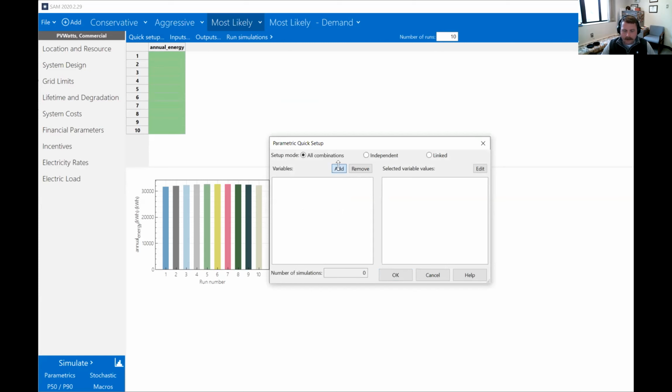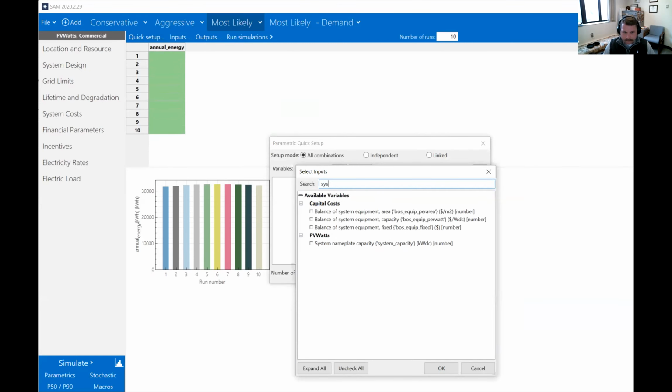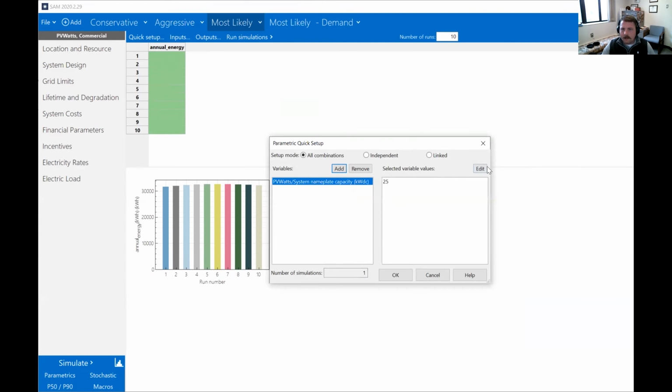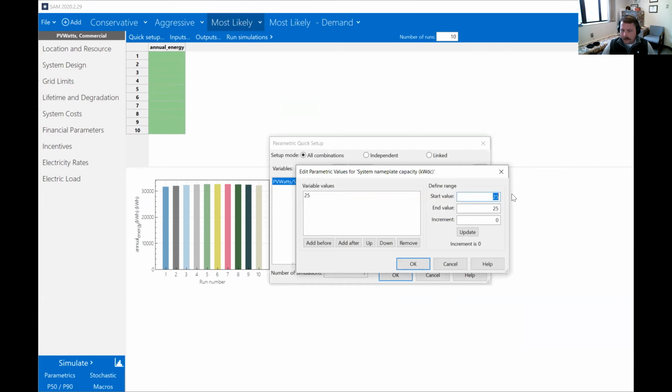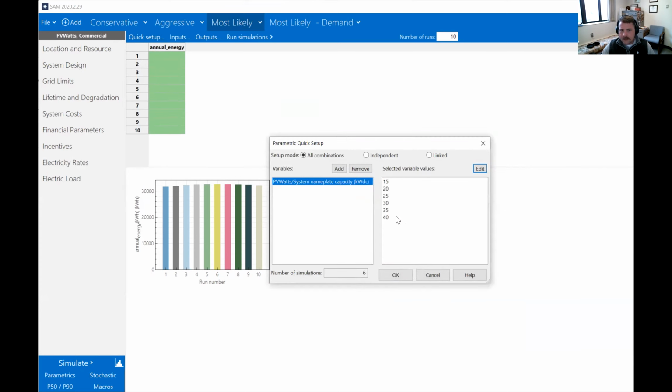So we're going to add the system nameplate capacity of the system, and it's 25. We're going to edit that, and we're going to run it from 15 to 40 in 5-kilowatt increments. So we've got these different system sizes in there.